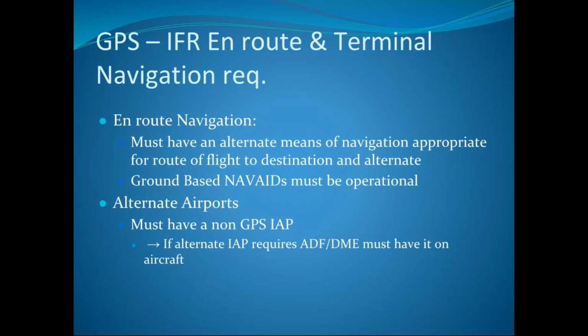GPS for IFR en route and terminal navigation. For en route navigation, must have an alternate means of navigation appropriate for the route of flight, destination, alternate. That means that we have to have ground-based navigational aids operable.